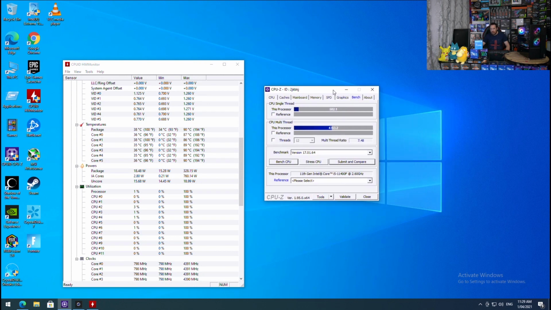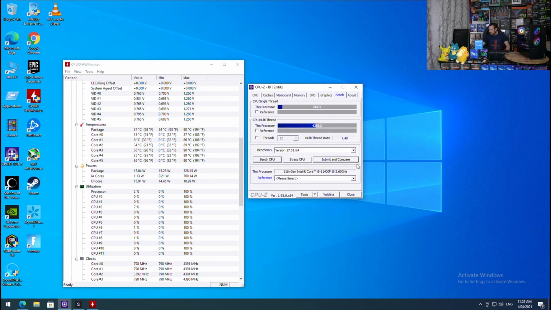So as you can see here, here's our CPU-Z results for the i5-11400F. This is running stock, just 12 threads. We haven't done anything, we haven't tuned it in any way. There's no overclocking enabled on this particular chip, so there's not a lot we can do. But this is the sort of single-threaded performance that we're getting.